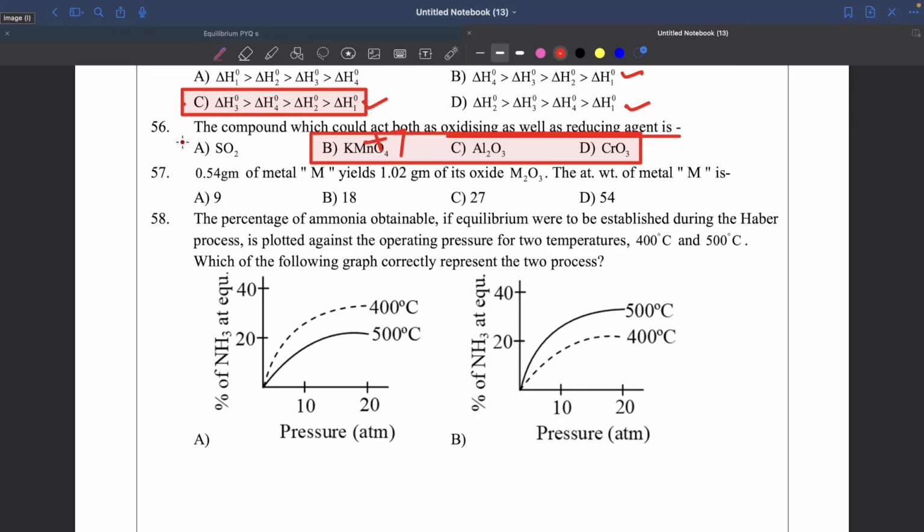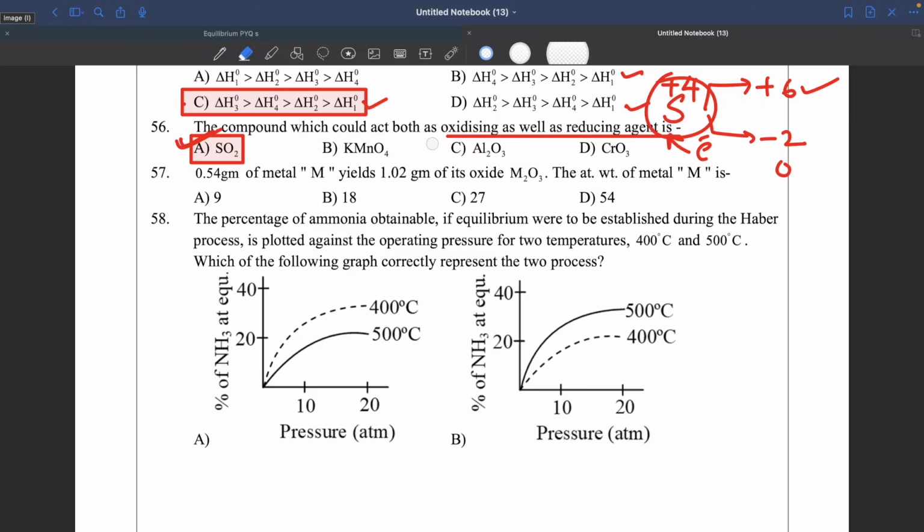So, our answer for this question is SO2. In SO2, sulfur is in +4. So, it can go to +6, it can come back to -2 or 0. So, in these cases it can be an oxidizing agent as well as reducing agent. Here it takes electrons, so it behaves like an oxidizing agent; here it gives electrons, so it behaves like a reducing agent. Okay. So, the answer for this question should be SO2. So, why is this not the answer? Because all of them are in the highest oxidation states. I will just clear it off.